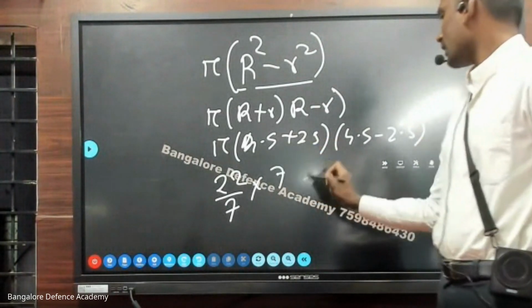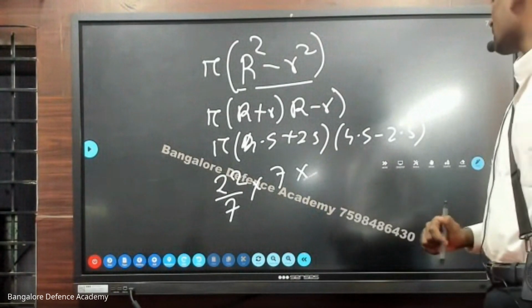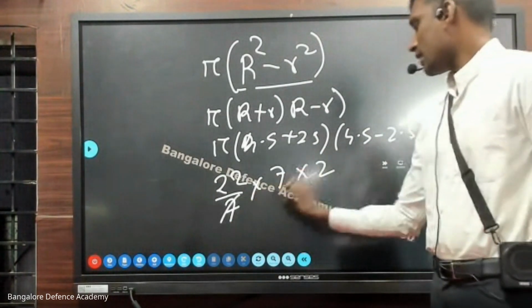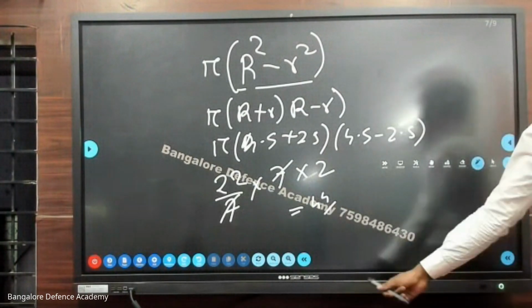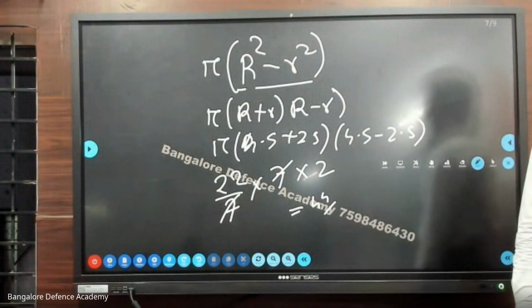6, 7 and this, how much do you get? This is 0, 2. Correct? 7, 7 cancel. 2 into 2? 44. I got the answer. Is this easy, or is the method which you did easy?